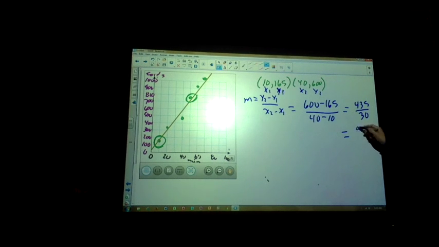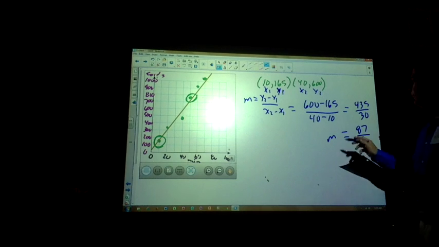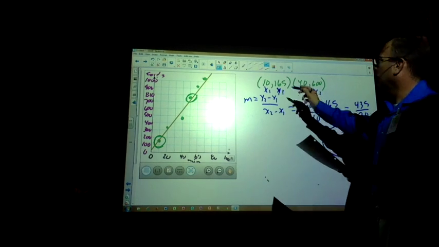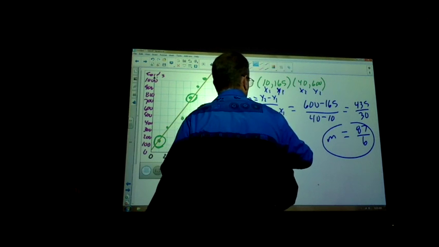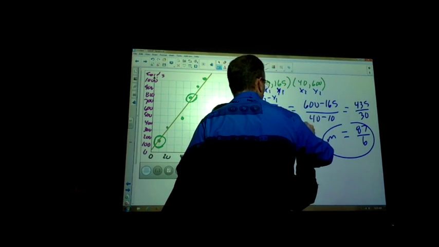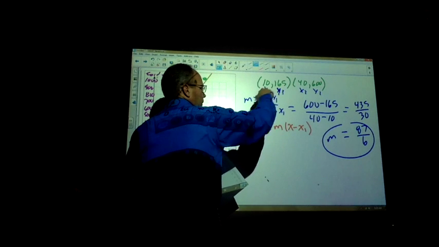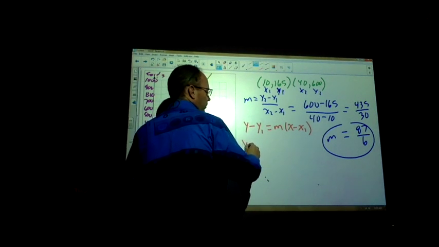5 goes in the top 87 times. 5 goes in the bottom 6 times. So that's what our slope is. Okay. From that, I'm going to use my point slope. Again, we'll give you these equations. My x1 and y1 were already labeled up there, so I'm still going to use them.